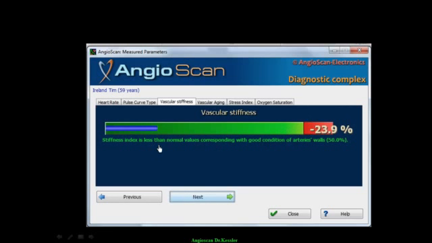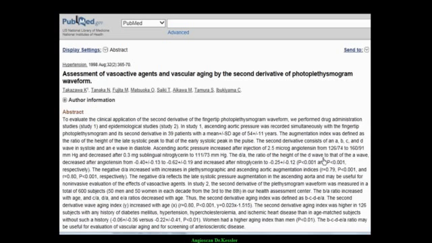Stiffness index less than normal values corresponds with good condition of artery walls. So he's better than people his age at 50% here. He's negative 23.9. Excellent, excellent. We all want to be like that.